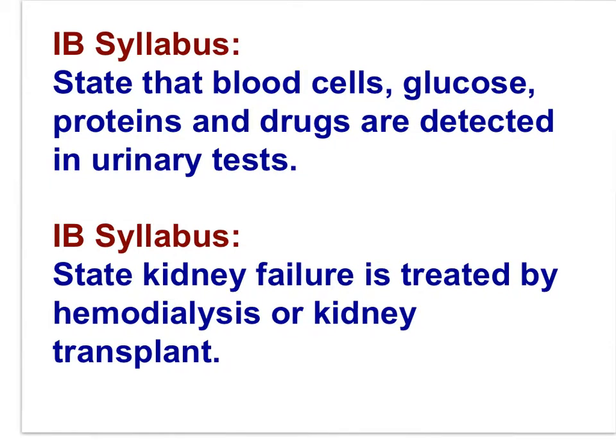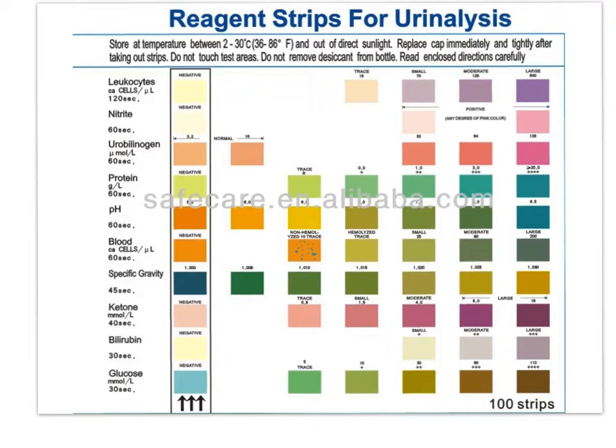And that brings us to the last two IB syllabus statements of the movie. State that blood cells, glucose, proteins, and drugs are detected in urinary tests. State that kidney failure is treated by hemodialysis or kidney transplant. Urinalysis tests look for the presence of various substances. The presence of certain substances could indicate disease, such as diabetes or kidney failure.